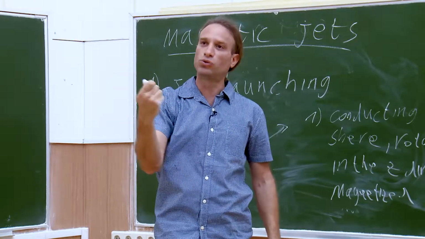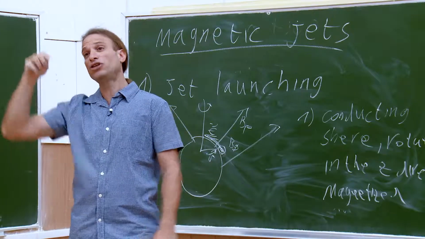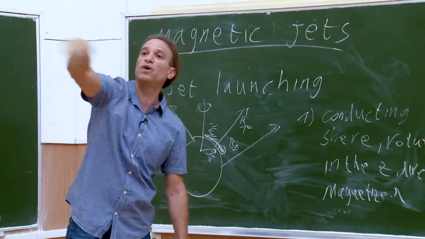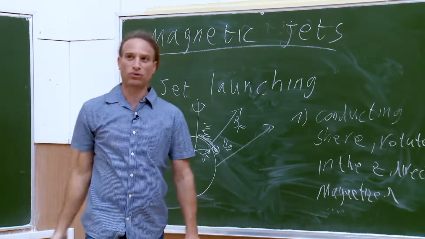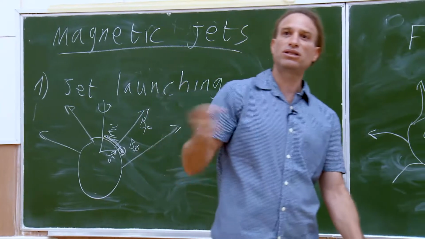And I need the black hole to rotate. Once the black hole rotates, frame dragging will make sure that the magnetic field will rotate with it and produce the toroidal component. Okay? So I need rotation, continuous feeding, and plasma.